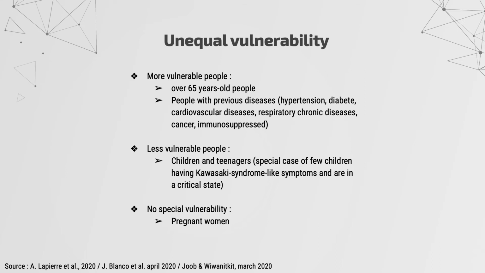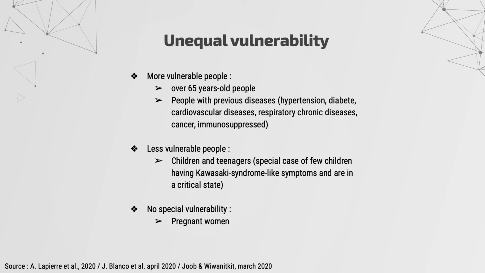Then there is the question of unequal vulnerability, because not all the people are vulnerable at the same level as others. So first of all, the first category is the people who are more vulnerable than others. It's basically those who are quite old, mainly over 65 years old, and the people who had previous disease. So that can be hypertension, diabetes, cardiovascular disease, respiratory chronic disease, cancer, or being immunosuppressed.